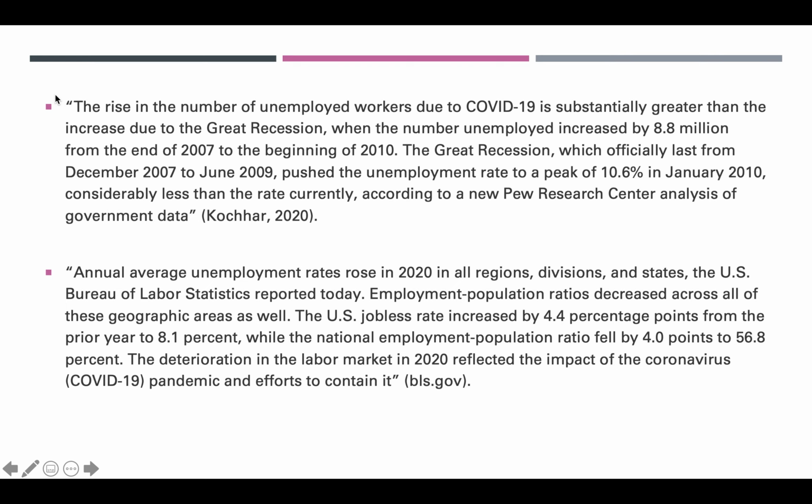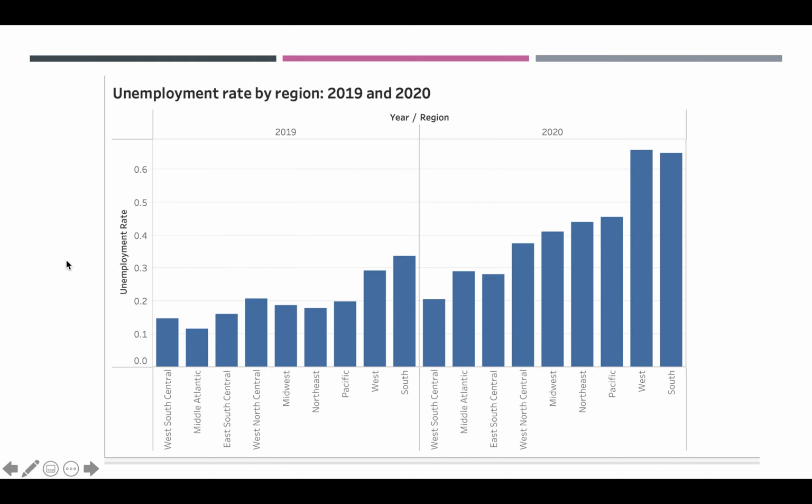The annual average unemployment rates rose in 2020 in all regions, divisions, and states, the U.S. Bureau of Labor Statistics reported today. Employment population ratios decreased across all of these geographic areas as well. The U.S. jobless rate increased by 4.4 percentage points from the prior year to 8.1%, while the national employment population ratio fell by 4.0 points to 56.8%. The deterioration in the labor market in 2020 reflected the impact of the coronavirus COVID-19 pandemic and the efforts to contain it.